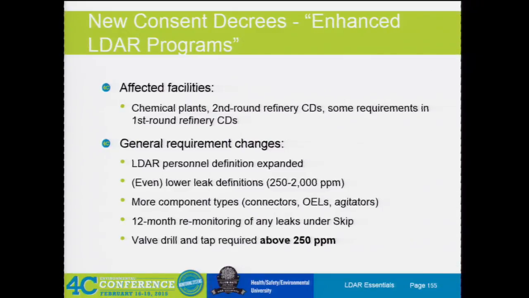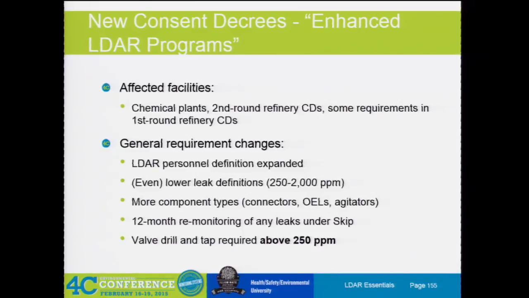Chemical plants, second round of refinery CDs. Some requirements in the first round of CDs. These are in the enhanced program. So LDAR personnel definition has expanded. You're not just with your monitoring tech, your site coordinator, your plant manager, a few technicians out there.